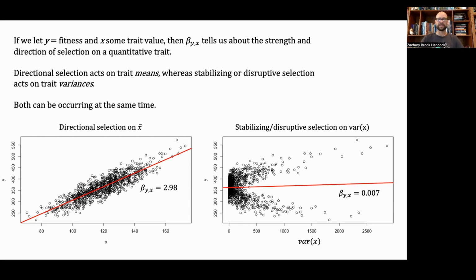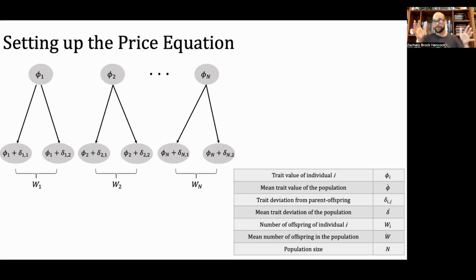I just want to make that clear that when we're talking about the additive genetic variance, we're specifically talking about the variance that is well described and captured by the beta regression coefficient against trait values on the x and fitness on the y. Okay, so now with that background out of the way, we are ready to derive the Price equation.